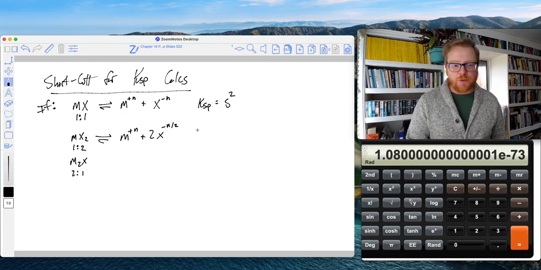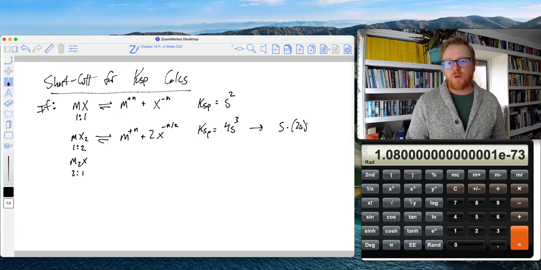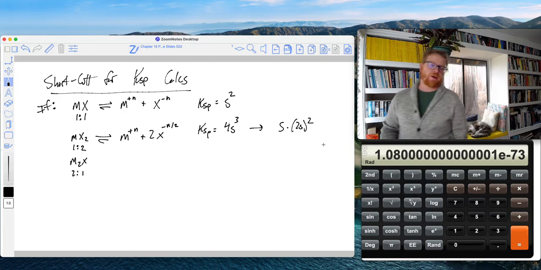So now, if you think about it, my KSP is going to become 4s cubed. How did I get that? Well, we worked out this problem before. M was s, this was 2s. So I'll write that it comes from s times 2s all squared.